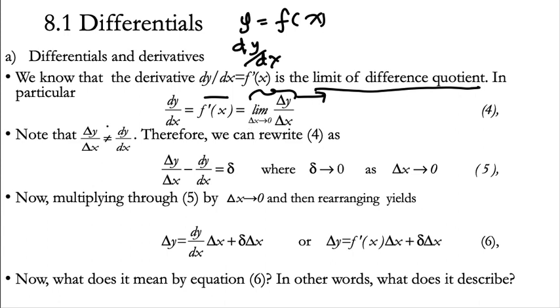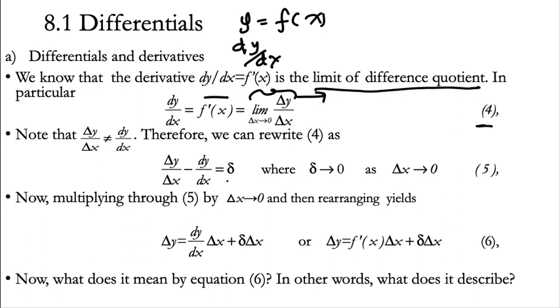Now, that means dy over dx can never be the same as change in y over change in x. Why? Because dy over dx is actually the limit of change in y over change in x as change in x approaches 0, isn't it? Alright, therefore, we can rewrite 4 here as follows. So you can see what we do here is that change in y over change in x minus dy over dx equals delta.